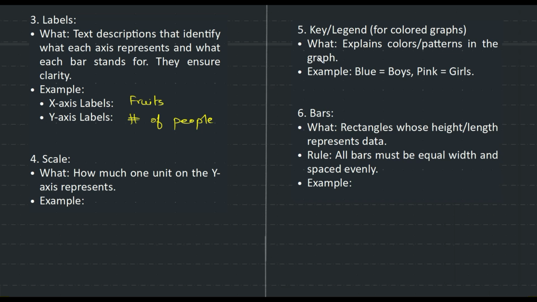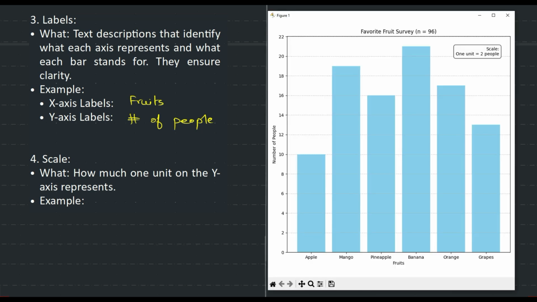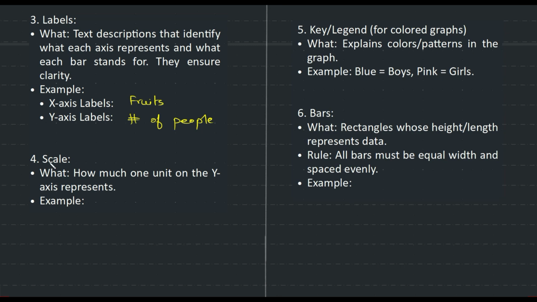Right? And key or legend. This is something that I have to show you guys with some other graph. So let me not do it here. And the bar itself, the rectangle whose height or length represents the data. All bars must be equal width and spaced evenly. Can you see if that is true? Look at the base of the bar. More than one bar, that is. Check if the width is the same. And the answer is yes. All bars must be of equal width and spaced evenly.